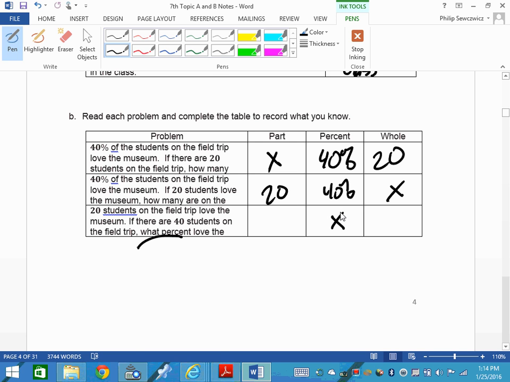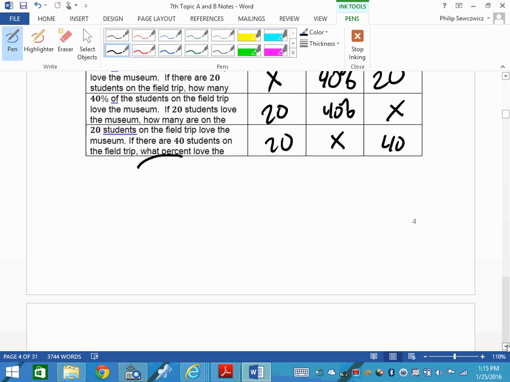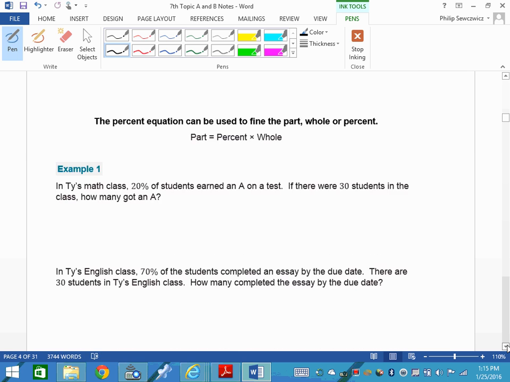20 students on the field trip love the museum. There are 40 students on the trip, so there's your 40 students, and the 20 actually ended up loving it. So again, in this situation, what's the part, what's the whole amount, and then what's the percent. Percent's easiest because it's got a percent symbol next to it.